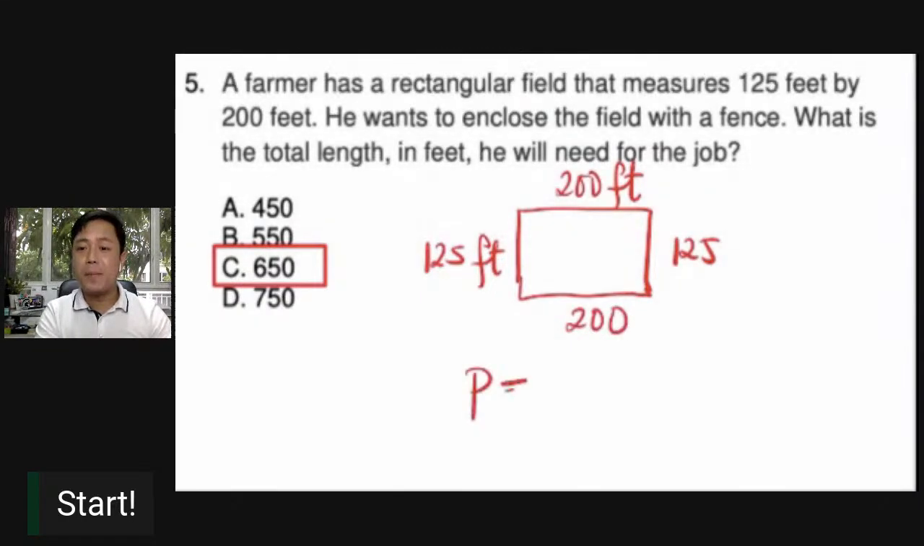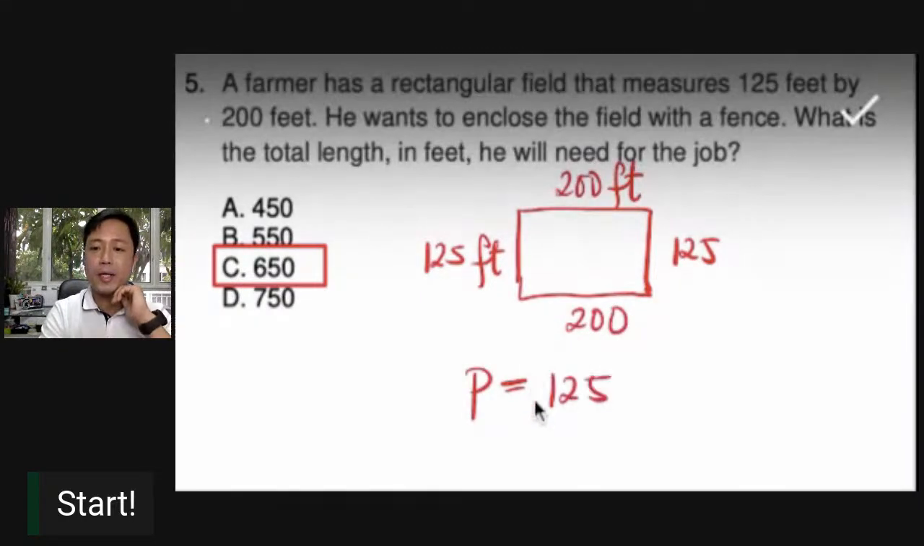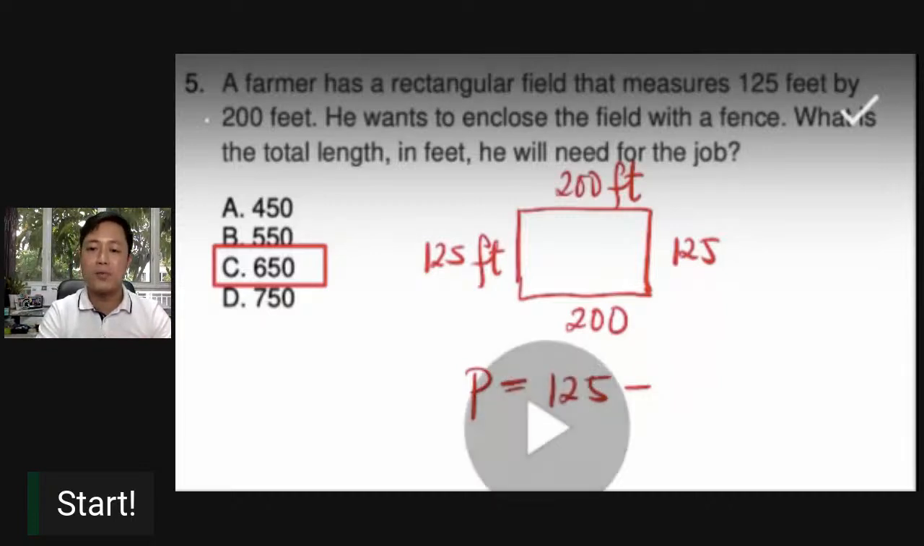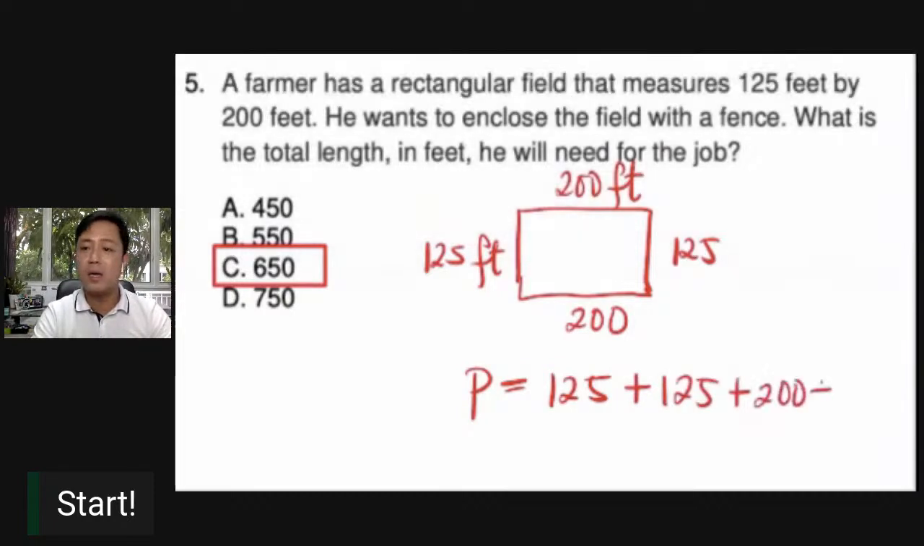All right, so that's the first step. I think I mentioned in the strategy that it will help if you can draw the diagram or a picture. So in this problem, the dimension is 125 feet by 200 feet. So all you need to do is add all these sides. So 125 times 2 is 250, and then 200 times 2 is 400. So that means you have 650. That's the measurement of the perimeter.